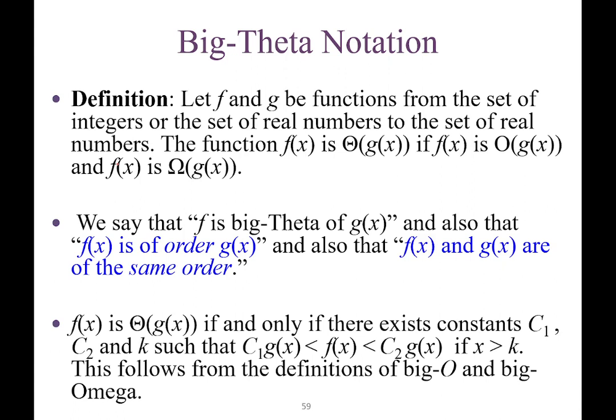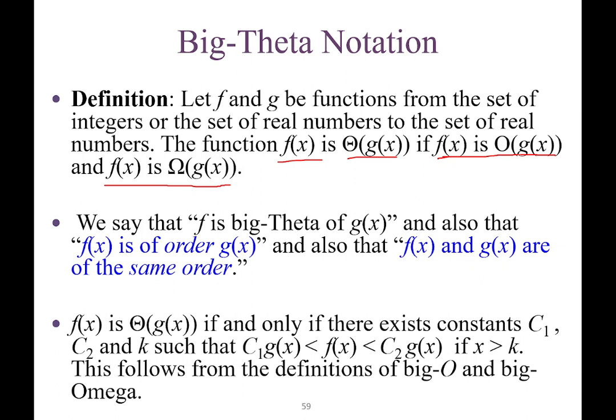Okay, the last one is big theta notation. Let's see the definition. It's very similar to big O notation. Let f and g be functions from the set of integers or the real numbers to the set of real numbers. Then f of x is big theta of g of x if f of x is big O of g of x and f of x is big omega of g of x. Okay, so what does that mean?